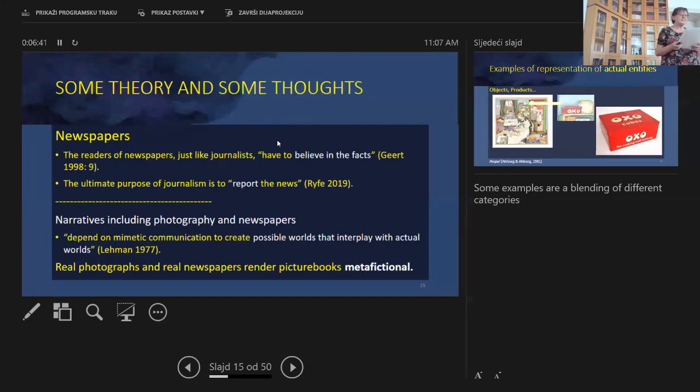The situation is similar when we turn to newspapers. Content shared by newspapers is expected to be non-fictional and truthful. Because of that, photographs and newspapers in the visual discourse of fictional picture books lead to an interplay of real and fictional. They render picture books metafictional.